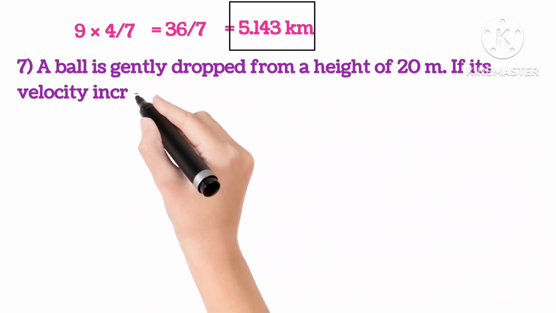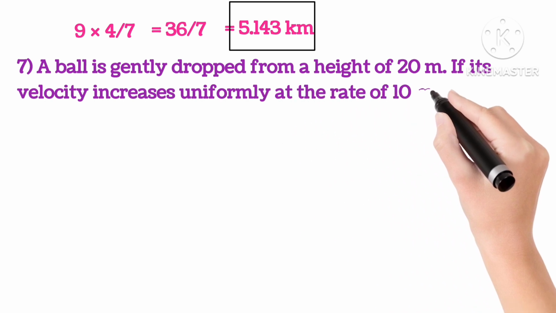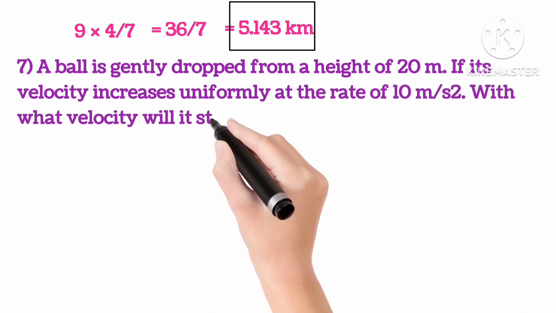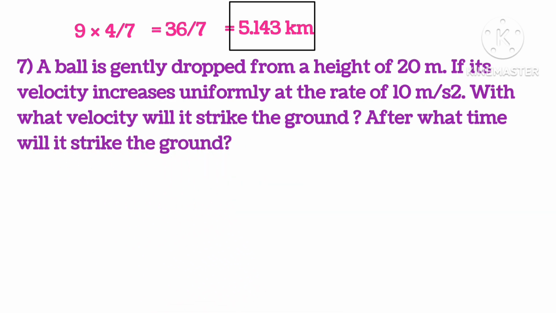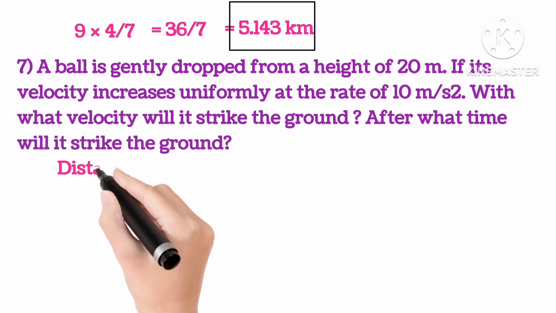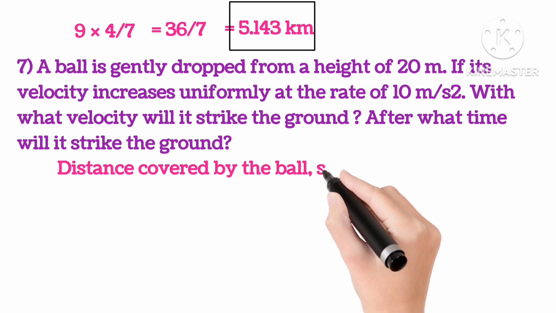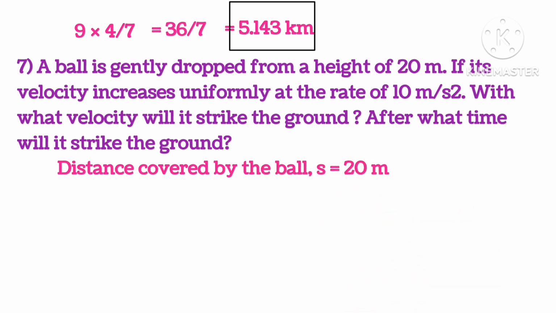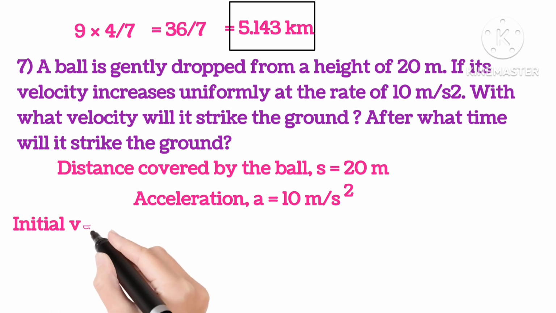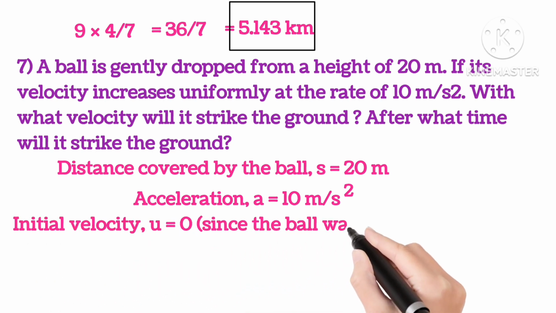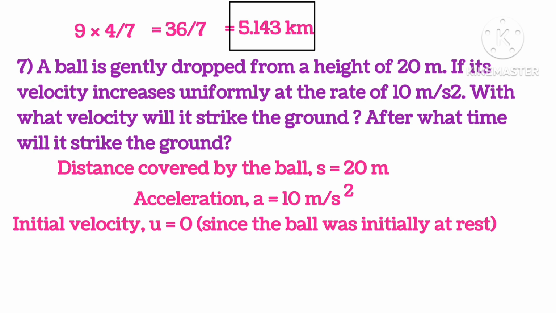Seventh, a ball is gently dropped from a height of 20 meters. If its velocity increases uniformly at the rate of 10 meter per second square, with what velocity will it strike the ground, and after what time will it strike the ground? So the distance covered here is 20 meters. Acceleration is 10 meter per second square. Initial velocity is 0 since the ball was initially at rest.